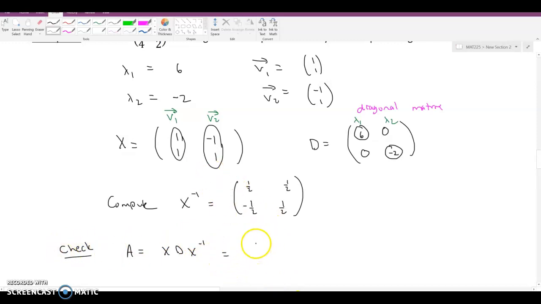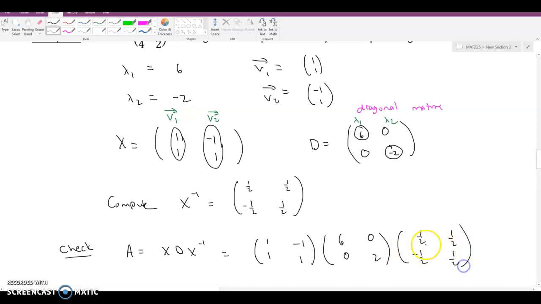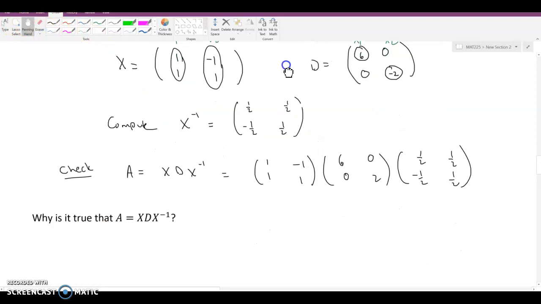So for X, I'm going to put in the (1, 1), (negative 1, 1), the D matrix, which is 6, 0, 0, 2, and the X inverse matrix, which is 1/2, 1/2, negative 1/2, and 1/2. And if I do multiply these together, I encourage you to put this into your calculator and see that it does, but you will end up getting the original A matrix back, which was our 2, 4, 4, 2.